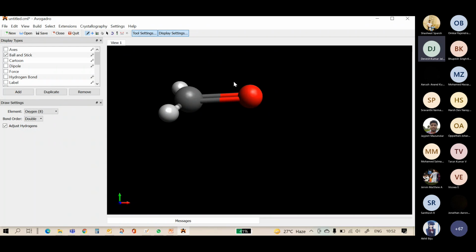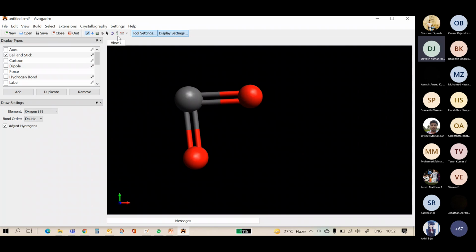Now I have to draw another carbon oxygen double bond. So I click on carbon, I drag, and I'm drawing another oxygen, and the moment this is drawn, the two hydrogens vanish. I have deliberately drawn it with the wrong shape. We know that carbon dioxide is not angular shaped. Now I'm going to minimize the structure.